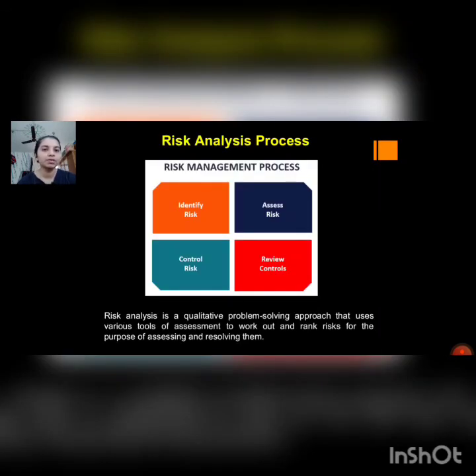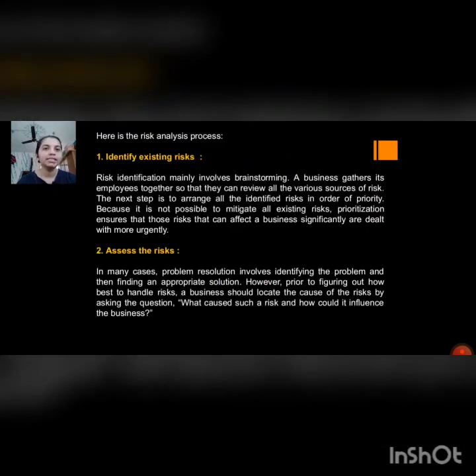Risk analysis process. Risk analysis is a qualitative problem solving approach that uses various tools of assessment to work out and rank risk for the purpose of assessing and resolving them. Here is the risk analysis process. First is identify existing risk. Risk identification mainly involves brainstorming. A business gathers its employees together so that they can review all the various sources of risk.